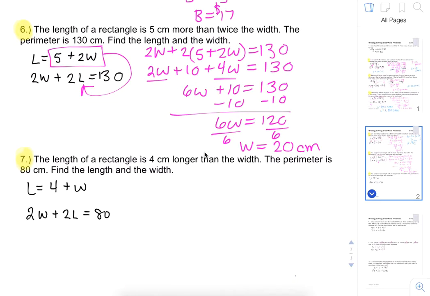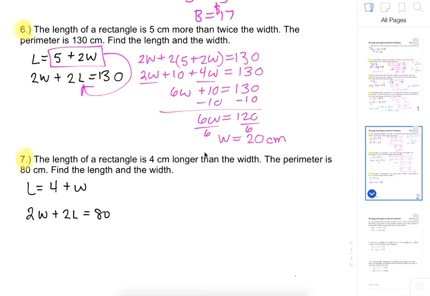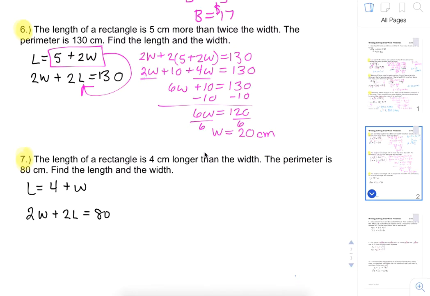Once I have that part taken care of, let me shrink this down just a little bit. Once I have that part taken care of, I can go back and find my length. My length is 5 more than twice my width. So I'm going to plug 20 in where the W was, back in the box. We know 2 times 20 is 40, plus 5 gives me 45, but make sure it's 45 centimeters. Okay? That is the end of problem 6, and we have one more exactly like it. Let's go ahead and do number 7 the same way.